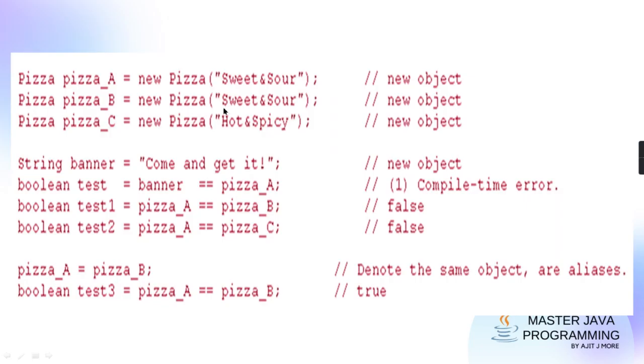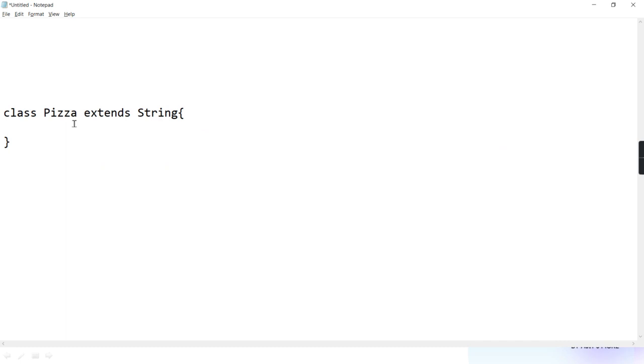Then will it generate a compile time error or no? No. Okay. Why it is? Why it doesn't generate, means they are compatible. Pizza is compatible with string. But listen guys, next point I am saying, this thing can never happen only.